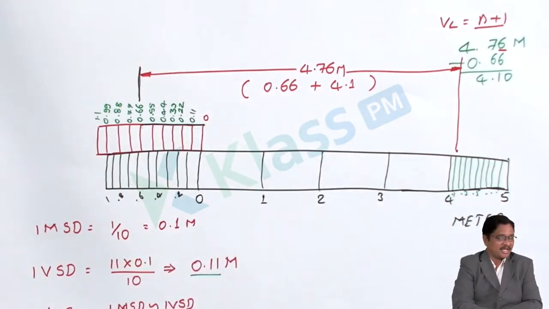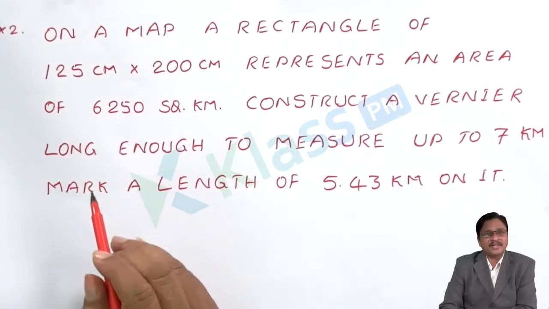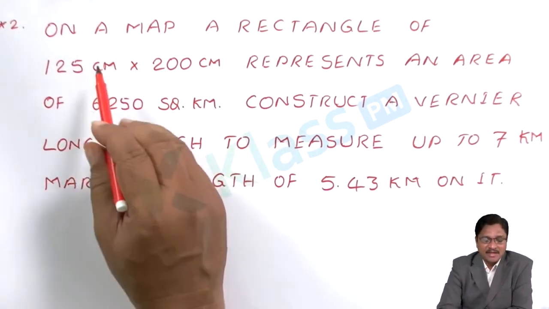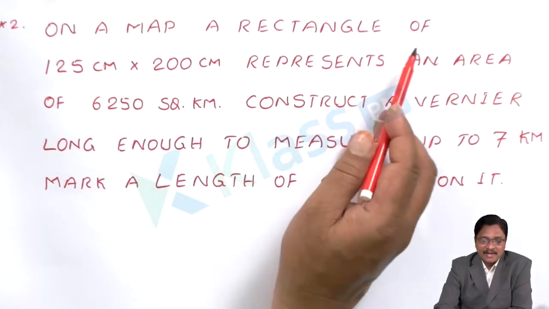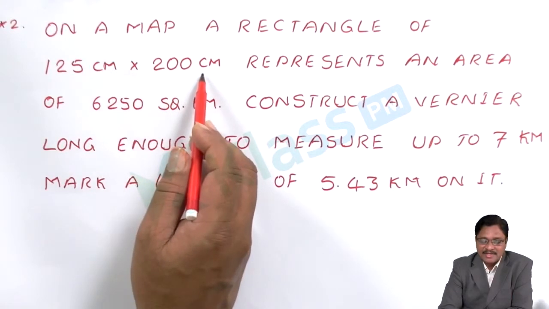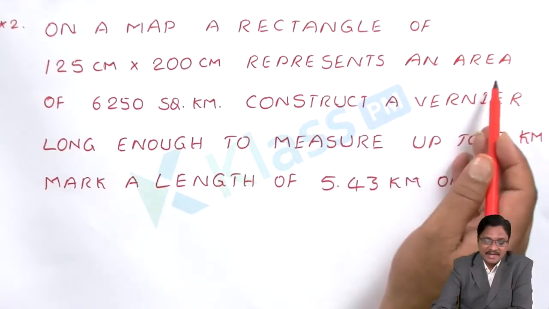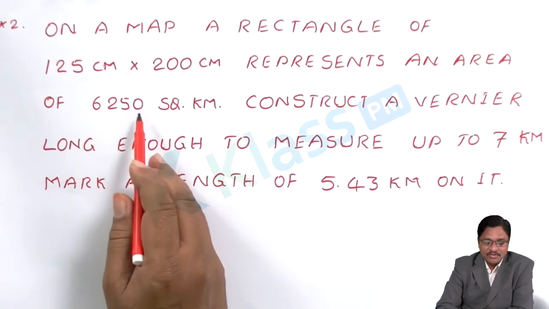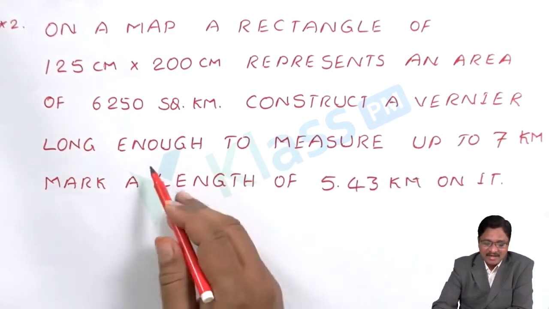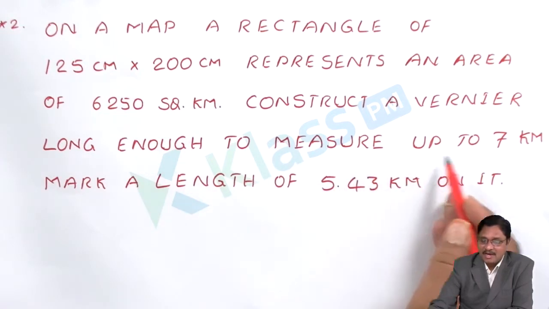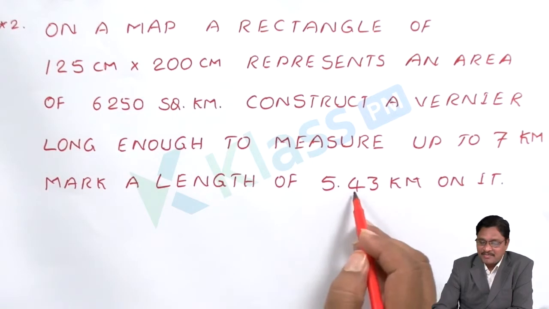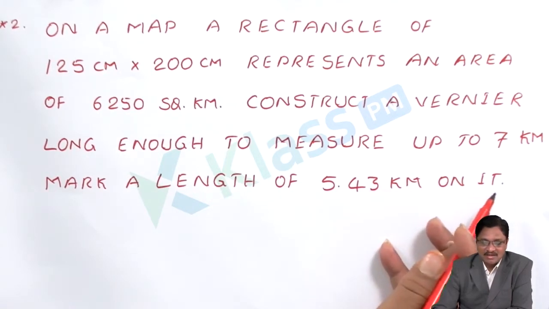So this is a vernier problem. I am reading the problem; try to understand what has been given. On a map, a rectangle of 125 centimeters by 200 centimeters represents an area of 6,250 square kilometers. Construct a vernier long enough to measure up to 7 kilometers. Mark a length of 5.43 kilometers on it.